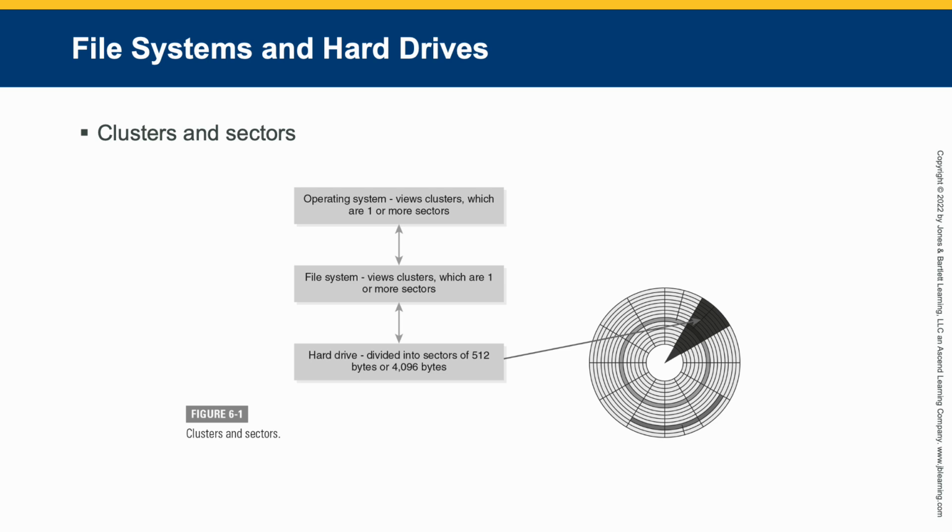Clusters and sectors. The operating system views clusters, which are one or more sectors. The file system views clusters, which are one or more sectors, and hard drives are divided into sectors of 512 bytes or 4096 bytes.